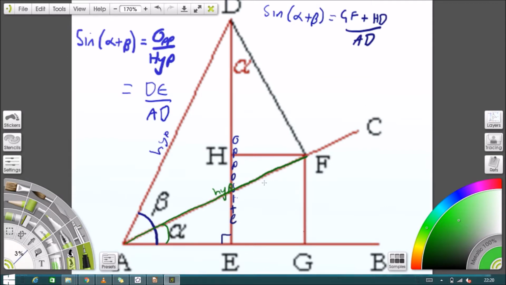Okay, if we just take a quick look at the alpha down the bottom, the black alpha, the hypotenuse for that triangle is the line AF. And if we look at the same angle, the hypotenuse for the red alpha is the line DF. So if we look at those two separate triangles, you'll see why we use these values in just a second.